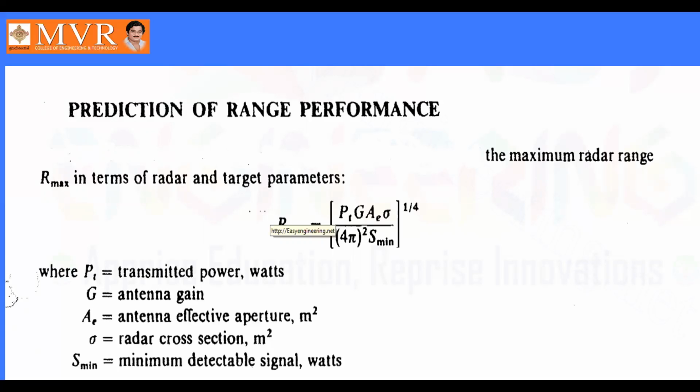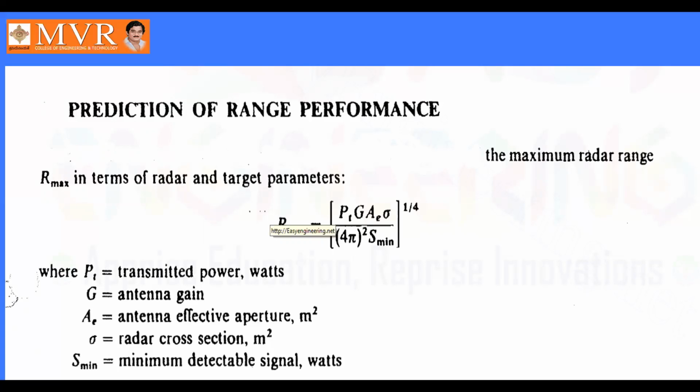Already we know that PT is the transmitter power, expressed in terms of watts, G is the antenna gain, AE is the antenna effective aperture, and sigma is the radar cross section, which is measured in square meters. S minimum is the minimum detectable signal, which is also in watts.